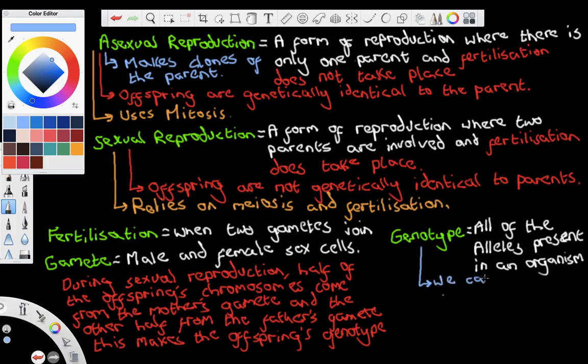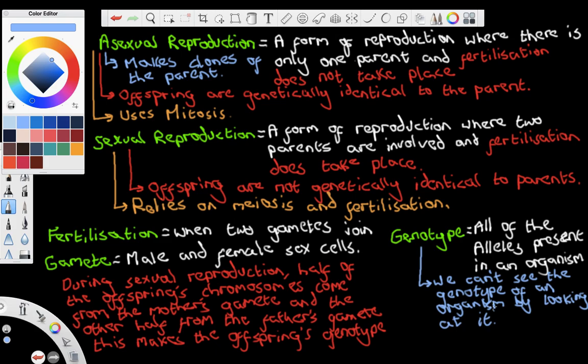we can't see the genotype of an organism by looking at it. I can't look at you and say you are homozygous recessive but homozygous dominant for these alleles. I can't do it, okay?